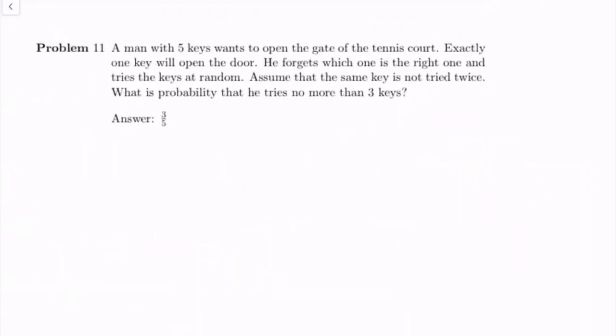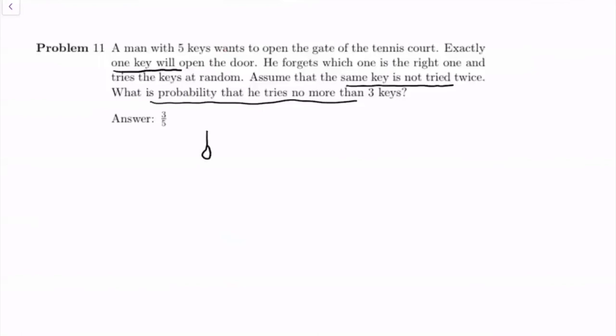Problem number 11. A man with five keys wants to open the gate of a tennis court. Exactly one key will open the door. He forgets which one is the right one and tries the keys at random. Assume that the same key is not tried twice. What's the probability that he tries no more than three keys?